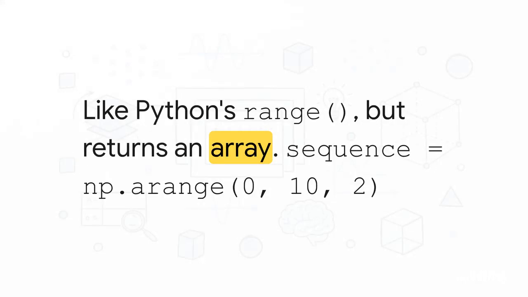If you've ever used Python's built-in range function, you're going to feel right at home with NumPy's arange. It works pretty much the same way. You give it a start, a stop, and a step size, but instead of giving you a lazy iterator, it gives you back a full-blown NumPy array. So here, we're getting an array of all the even numbers from 0 up to, but not including, 10. This is super handy for creating sample data or an axis for a plot.